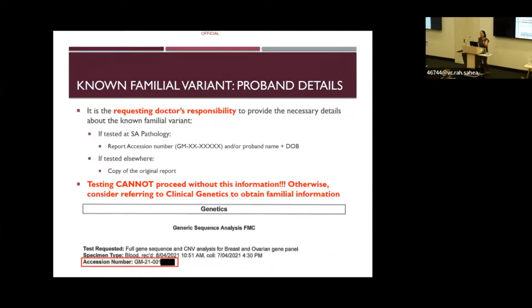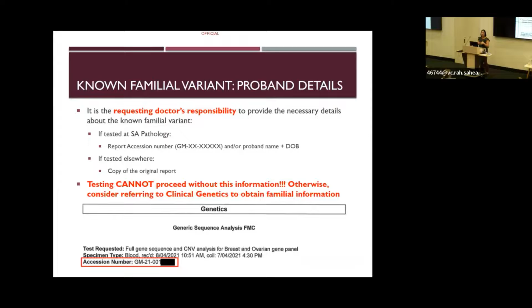So it is your job, please, as the requesting doctor, to give us all of this information about known familial variant testing. If they were tested at SA Pathology, super easy. All you need to do is give us that report accession number. That's located at the top of all of our reports. I've highlighted it there. It starts with GM, and a bunch of numbers after it. Otherwise, you can give us the proband name and date of birth, and we can figure it out ourselves.